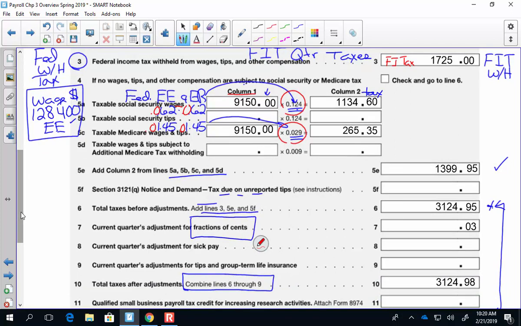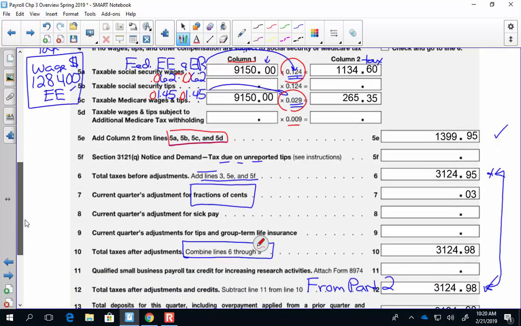So use the form to help you complete it. They have a few instructions right on the form. We didn't add anything in 5B because there were no tips reported. That's what that is for. 5D is that additional tax, this 0.9% on those persons over 200,000 in wages in a year. Again, most employees don't reach that mark, so it's not required in this case. After that, 5F is skipped.